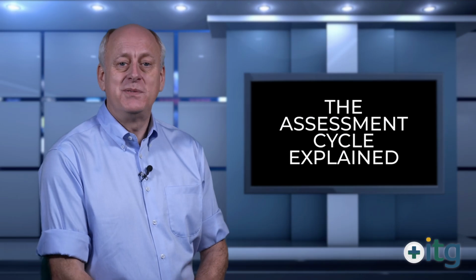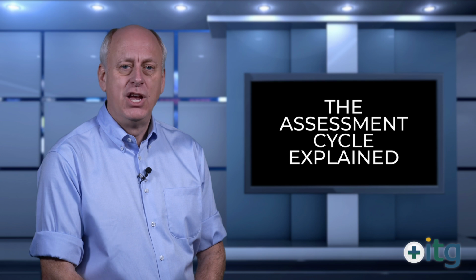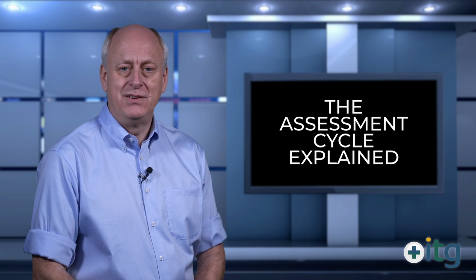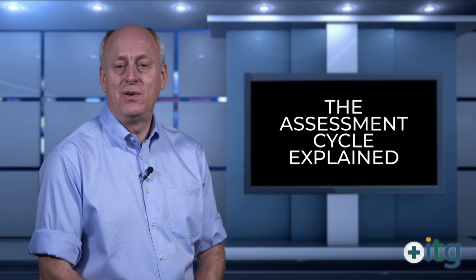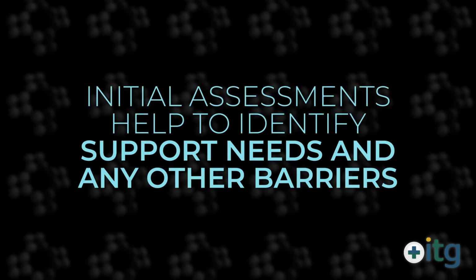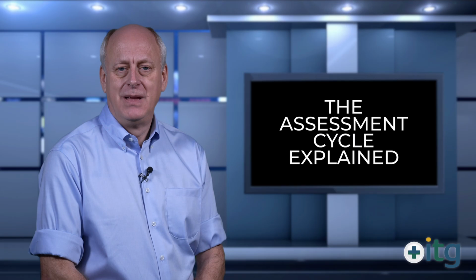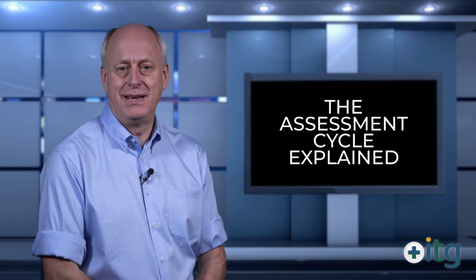The cycle begins with the initial assessment. This happens before formal assessment starts and is used to understand the learner's starting point. You may review previous qualifications, discuss their experience, or use a short activity to check knowledge and skills. The initial assessment also helps identify support needs, barriers to learning, and any reasonable adjustments. Getting this stage right sets the foundation for the entire assessment process.